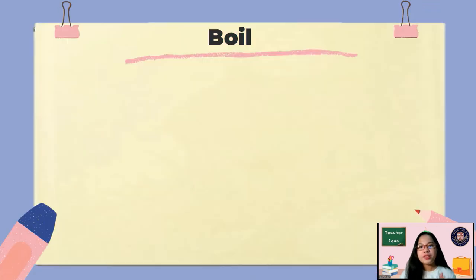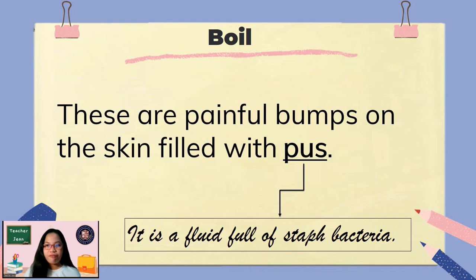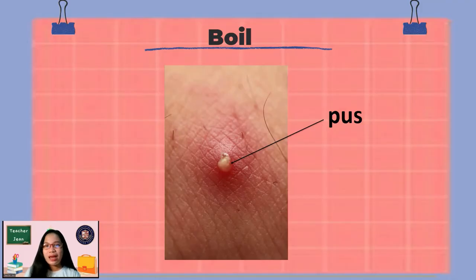It looks like there's a bump on your skin. So that bump there on the skin is filled with pus. So when we say pus, that means inside it has a fluid full of staph bacteria. You usually see that fluid when you pop or when it voluntarily pops on your skin. So this happens when a staph bacteria enters the hair follicles or the roots of hair on your skin.